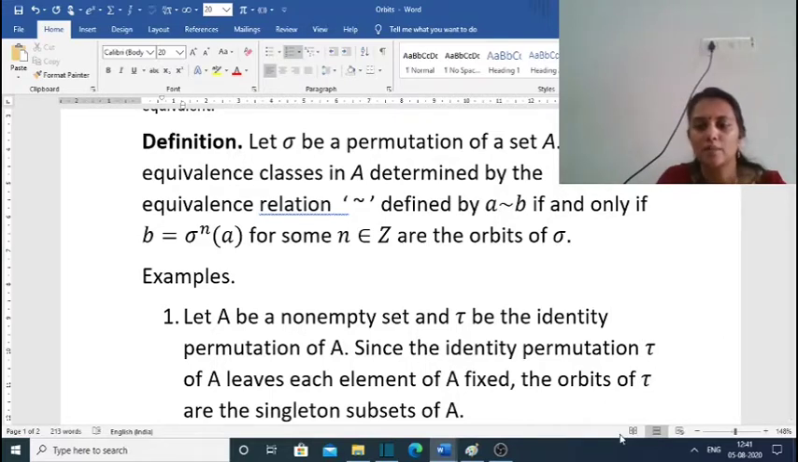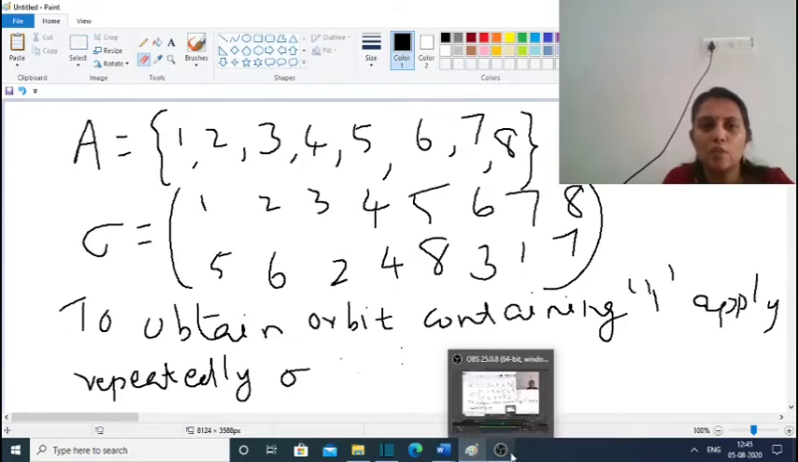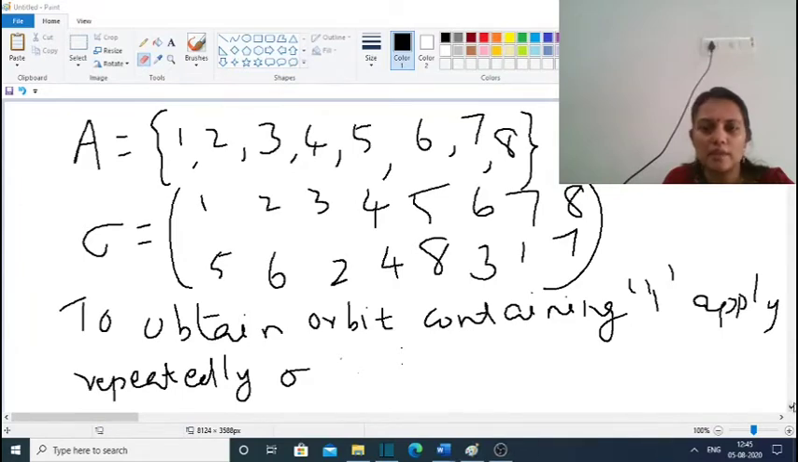Now consider A is equal to the non-empty set {1, 2, 3, 4, 5, 6, 7, 8}, and the permutation is 1 2 3 4 5 6 7 8 over 5 6 2 4 8 3 1 7. We have to obtain the orbit containing 1. For that apply sigma repeatedly.